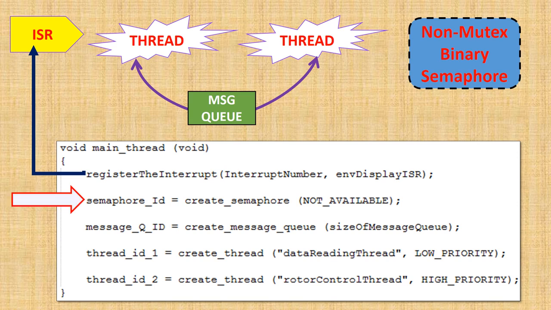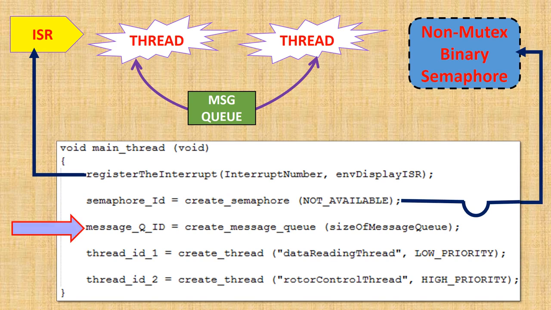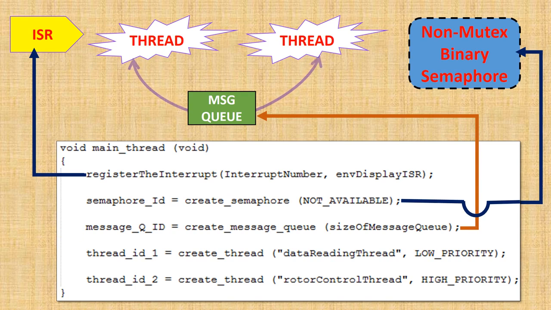Then create a non-mutex binary semaphore with its initial state as not available for the purpose of synchronization. And note here, we will be creating a message queue in order to exchange messages or data between two threads. For the purpose of inter-thread communication, we will create a message queue. Any RTOS provides the mechanism of a message queue for inter-thread communication purposes, and it has its own set of APIs to create a message queue, send a message to the message queue, and receive a message from the message queue.